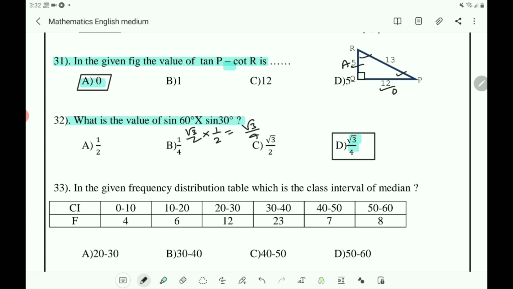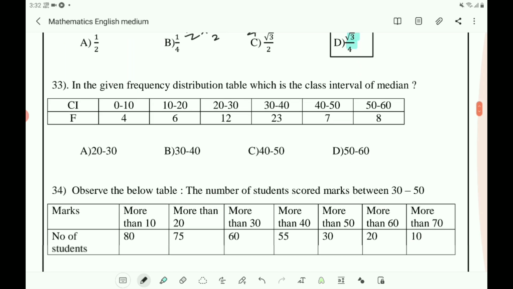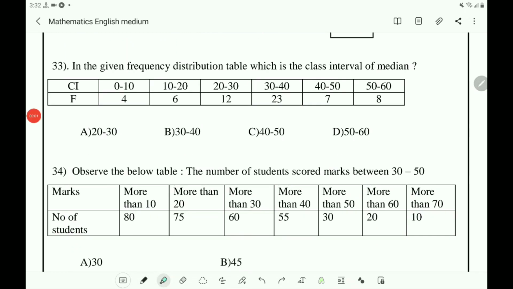You must know the trigonometric ratios and their values of the angles from 0 degree to 90 degree. Then you can identify the answer. If you don't know the values, it is difficult to identify the answer. Next you take question number 33.